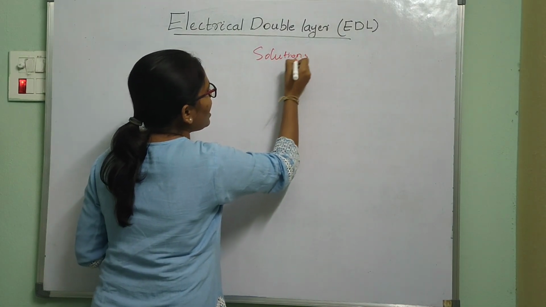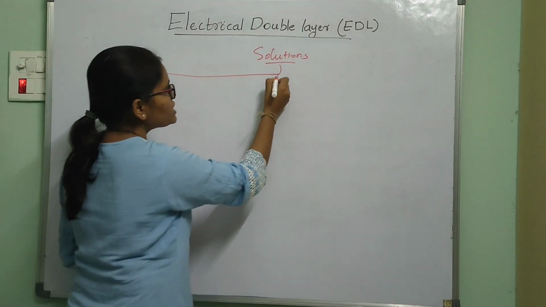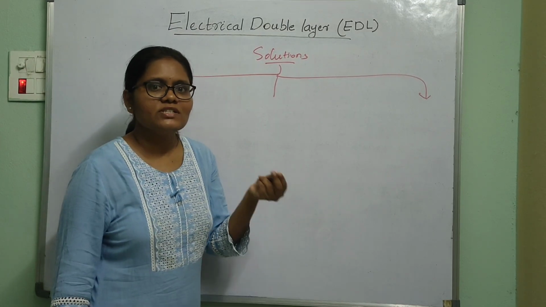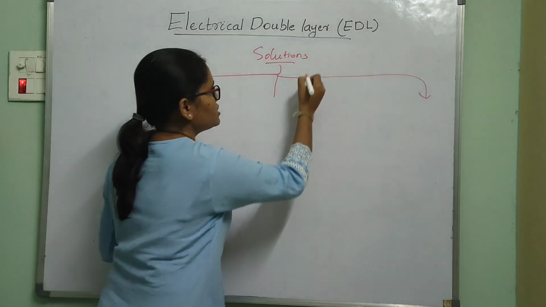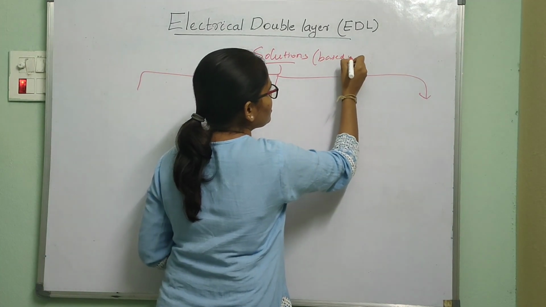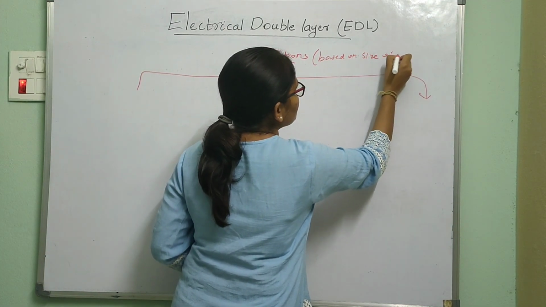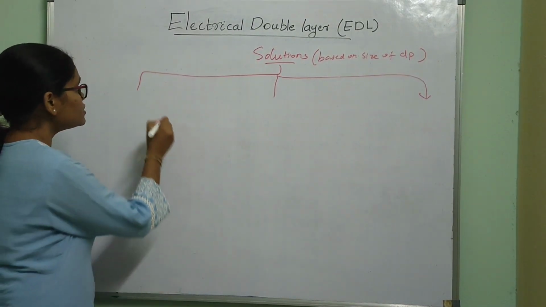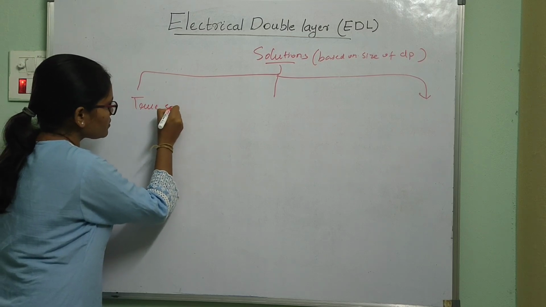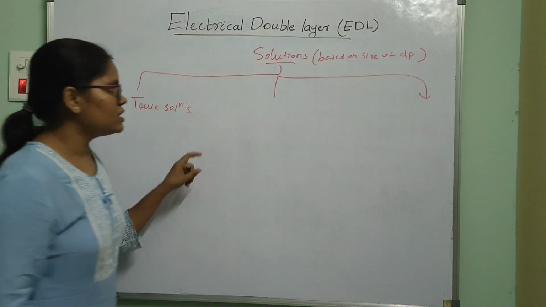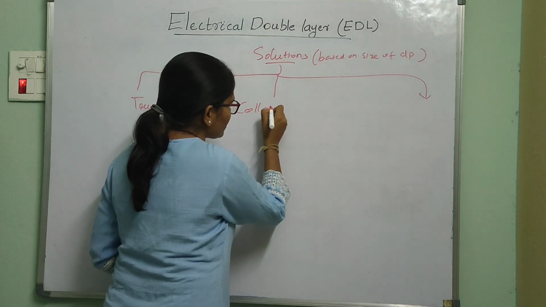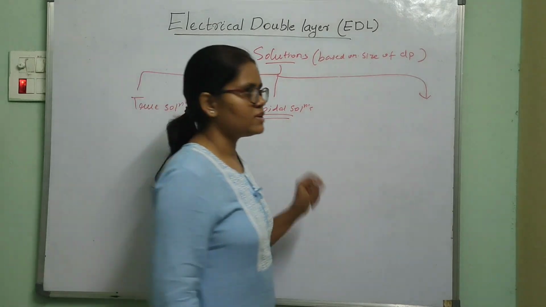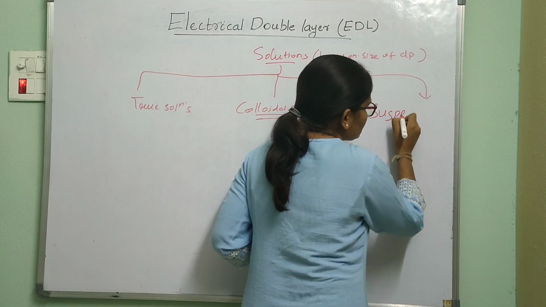The solutions are divided into three types. On what basis? On the basis of the size of solute particles, or the size of dispersed phase particles. So based on the size of the dispersed phase, solutions are classified into three types. First one is the true solutions. Second one is the colloidal solutions. This is of our interest, colloidal solutions. And third one is the suspensions.